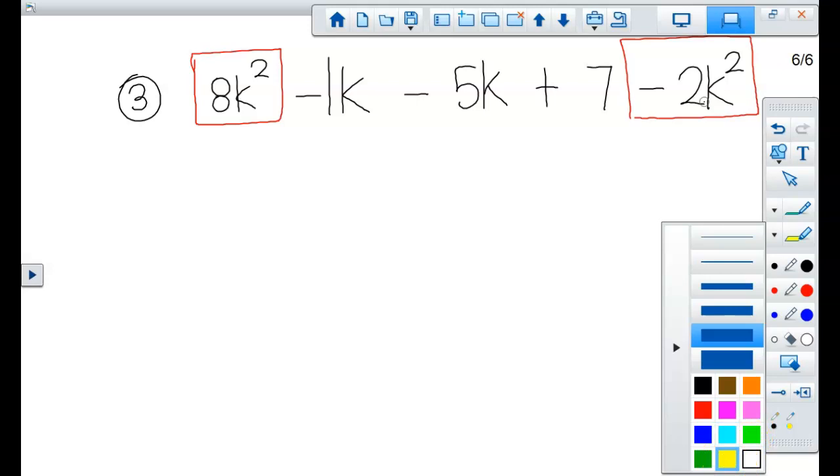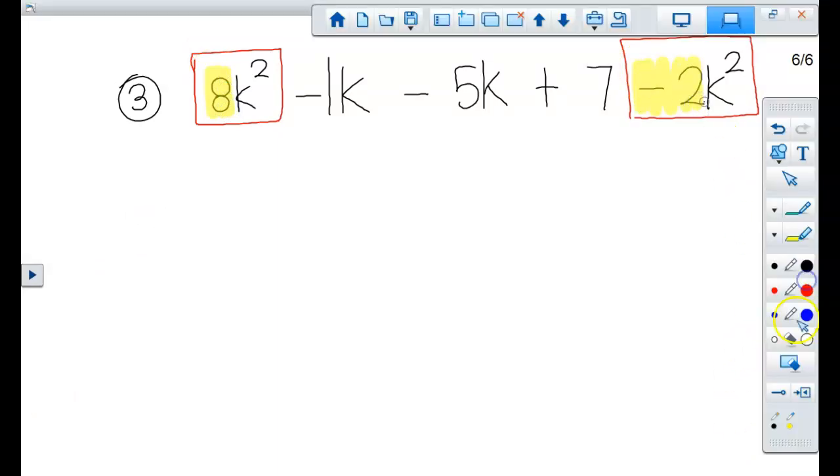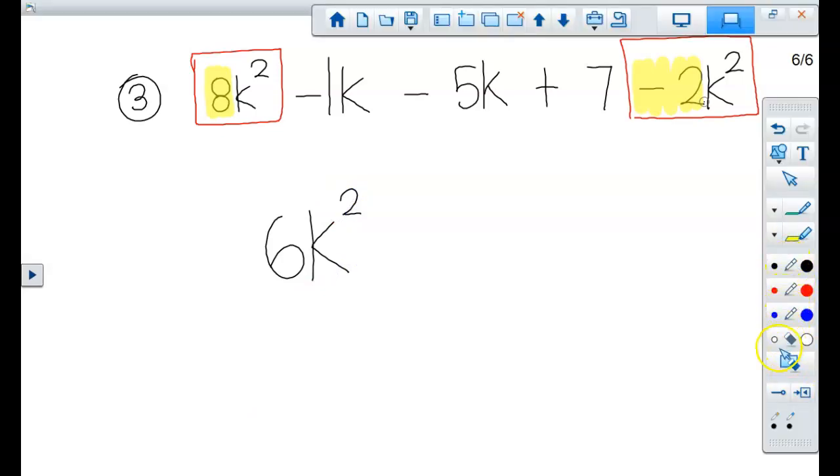So I'm going to combine these two. They have the same last name. So I'm going to do that by putting number parts together. So I have 8 minus 2 that I need to do. 8 minus 2 is 6. And then I keep the same last name, so it's going to be 6k to the second power. So the two terms in the red boxes have now become 1.